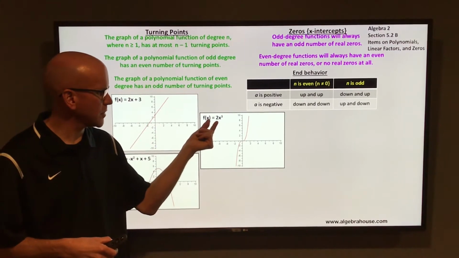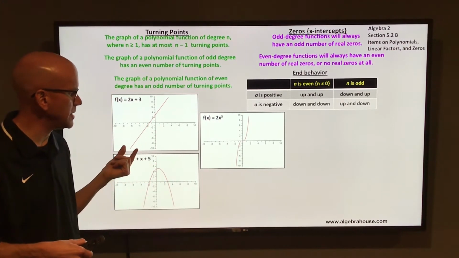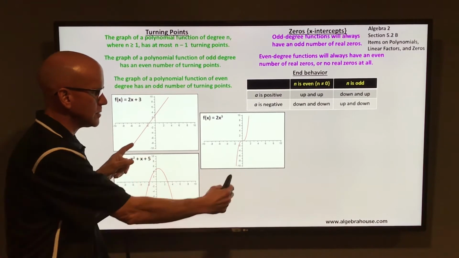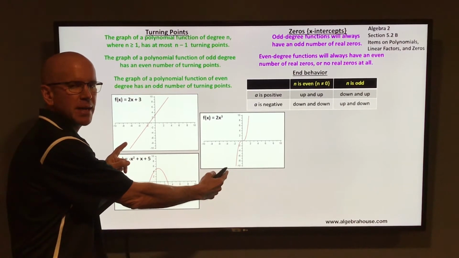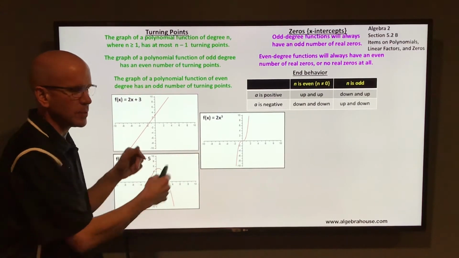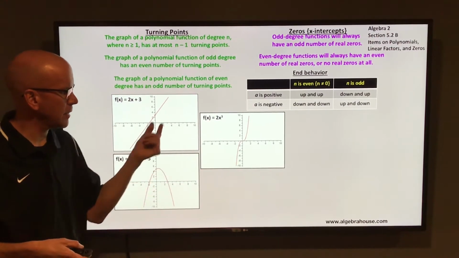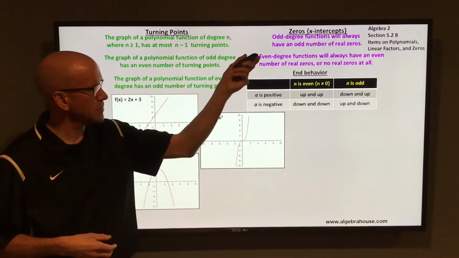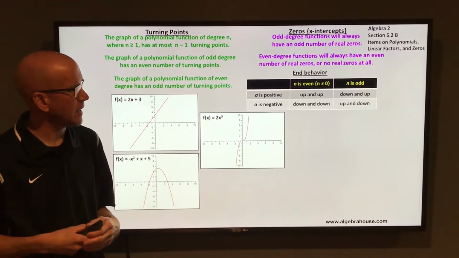Where the leading coefficient is positive and the degree is odd, it's going to be down on the left and up on the right. So you see those two graphs have the same end behavior because the leading coefficients are positive and the degrees on both of those are odd, down on the left and up on the right. As far as the x-intercepts go, that is an odd degree function.